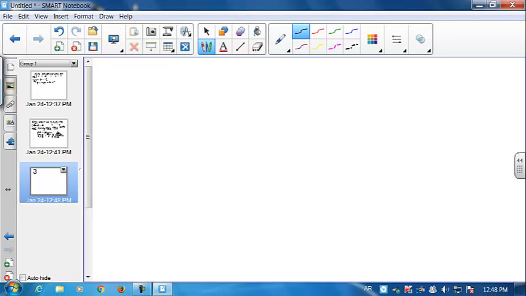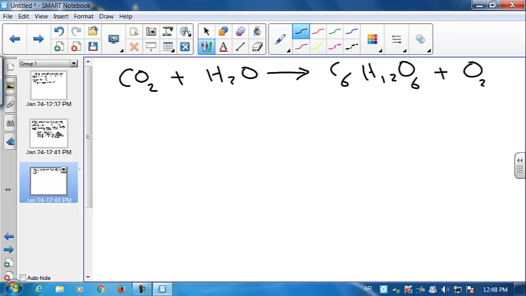Okay, another example. What mass of carbon dioxide in gram is needed to react with the 3 moles of water in the photosynthesis reaction? Again, the equation is the photosynthesis equation. Carbon dioxide plus water gives sugar, C6H12O6, plus oxygen. And again, this is the balancing of the equation. And again, this is the mole ratio, 6 to 6 to 1 to 6.